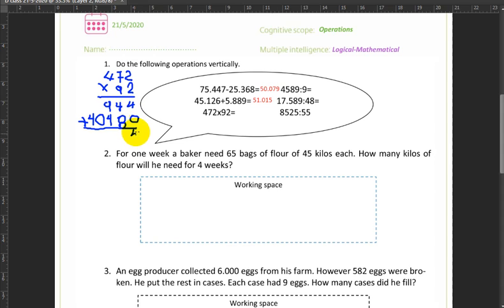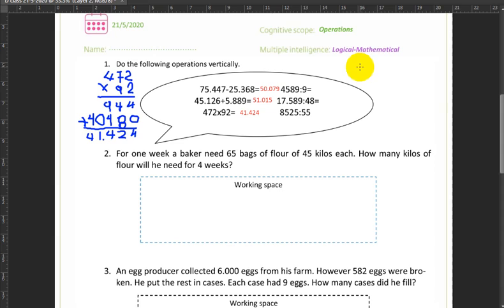4 and 0 makes 4. 4 and 8 makes 12. 1 that I carried over plus 9 plus 4 makes 14. The one that I carried over plus 0 makes 1. 4 and nothing makes 4. So here the result of our multiplication is 41,424. Let's move on to the division.